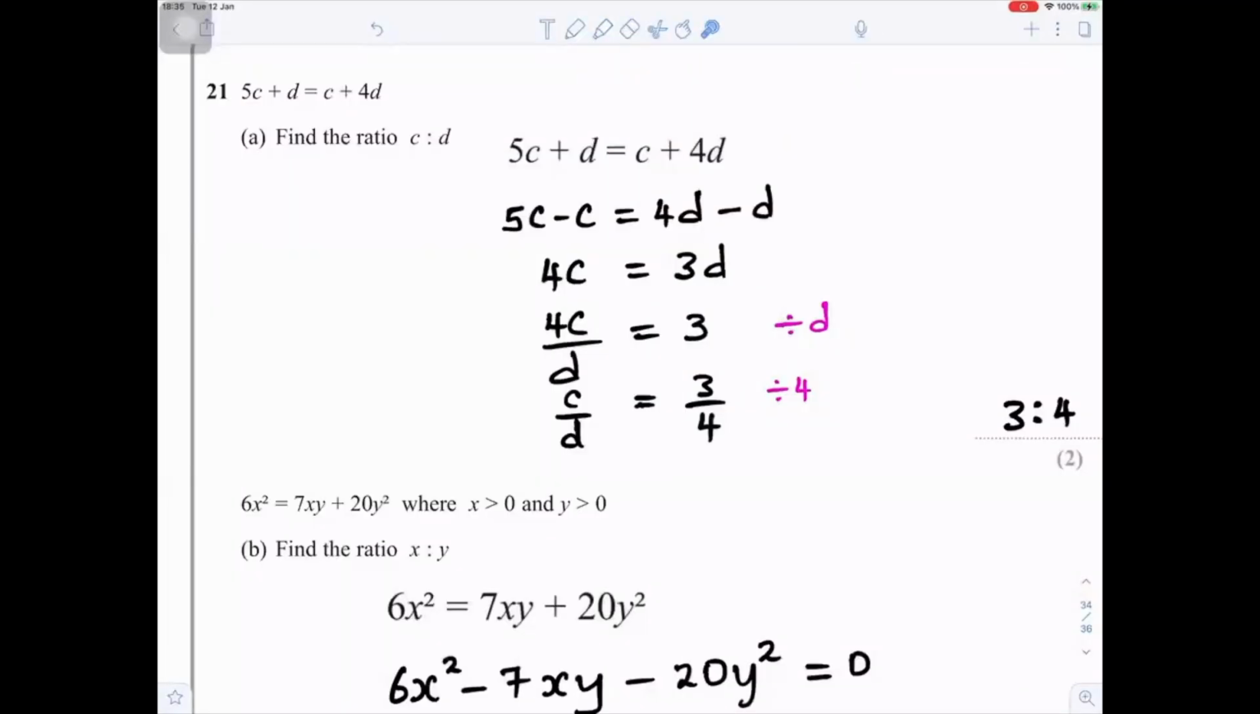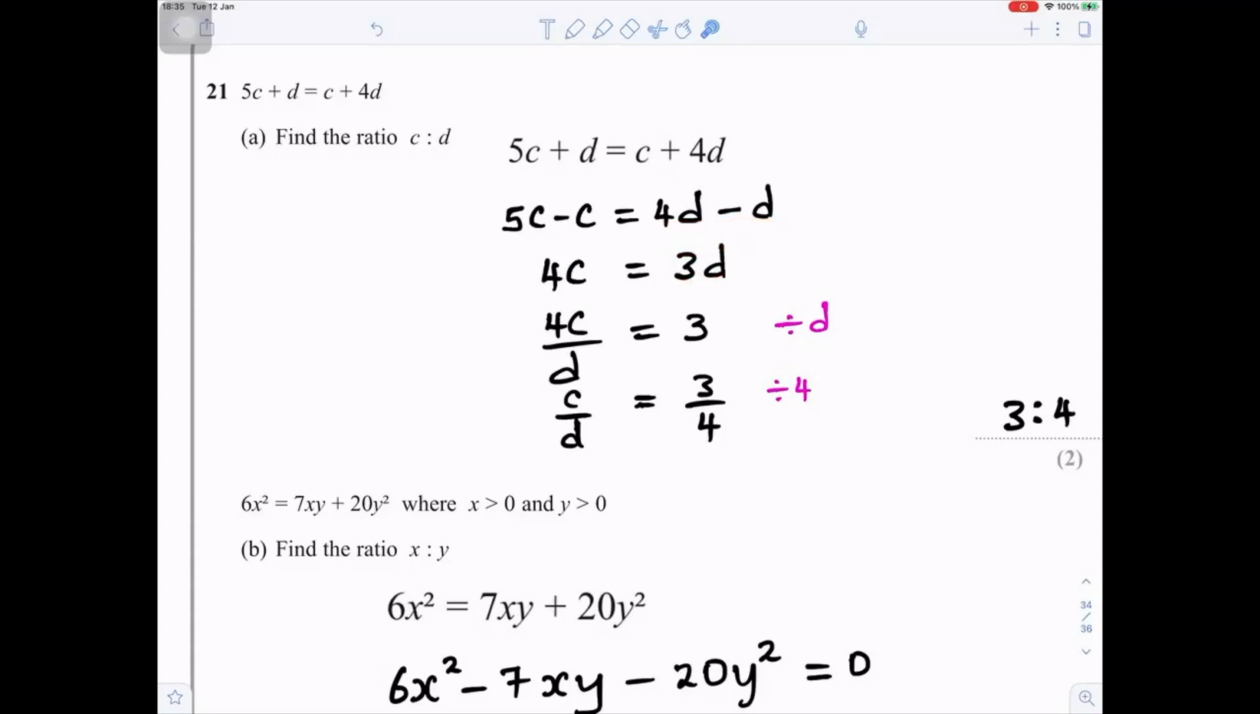Number 21. 5c plus d is equal to c plus 4d. Find the ratio c is to d. What we want to do is put c on one side and d on one side. So we can put all the c on the left and all the d on the right. If we take this plus c to the left, it becomes minus c. So 5c minus c. We take the plus d to the right, it becomes minus, so it's 4d minus d. 5c minus c gives you 4c, and 4d minus d gives you 3d.